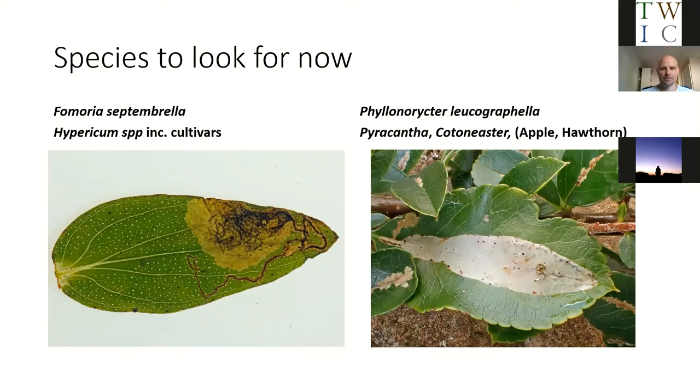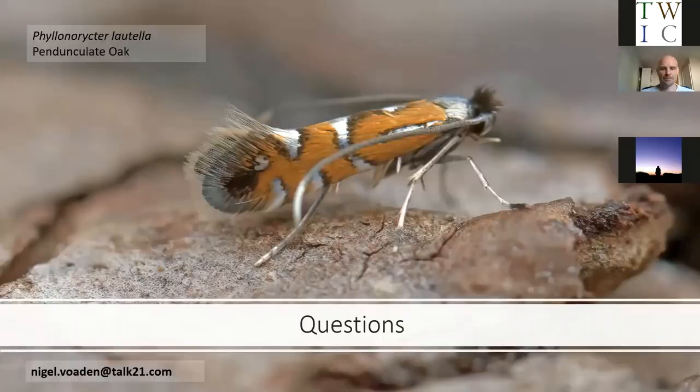So those are three species you can go out and look for now, as well as species that form green islands, which we mentioned earlier. That's everything I'm going to say today. My email address is down there in the bottom left corner if anyone wants to contact me for more information.